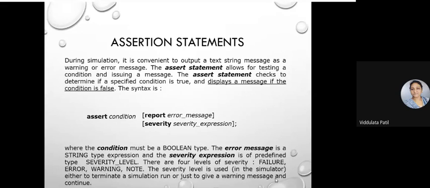So the assert statement allows for testing a condition and issuing a message. It allows a certain condition to be checked, and if it is false, it issues a certain message. The assert statement checks to determine if a specified condition is true, and it displays a message if the condition is false.